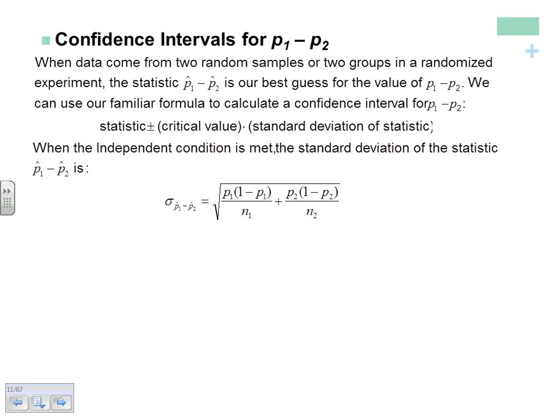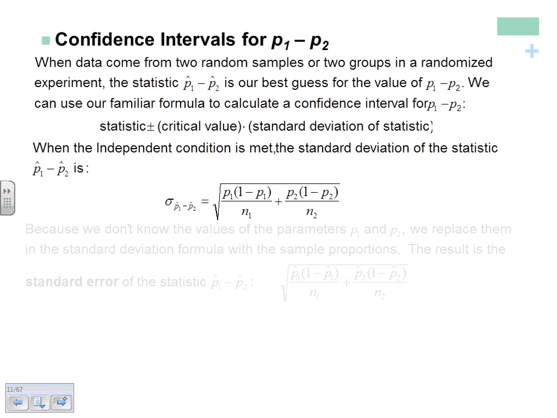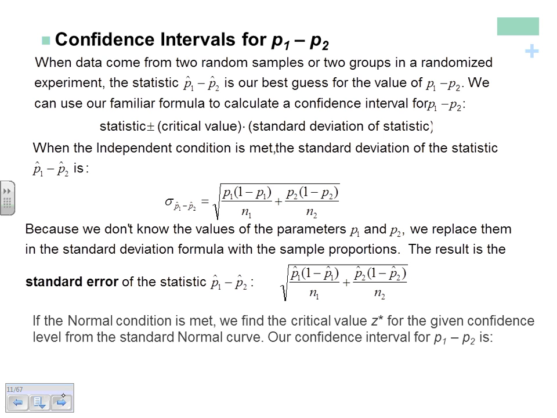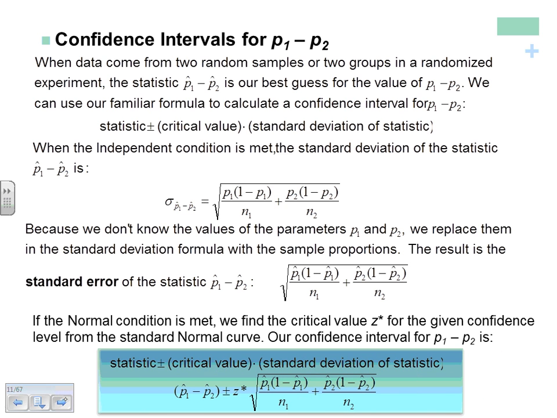Well, we know the standard deviation, checking that 10% rule, right? And if we don't know all the parameters for P1 and P2, we can use the standard deviation with the sample proportions. This is going to be the standard error when you're using the sample proportions. The normal condition, when it's met, we can find the critical value for Z star. We have our formula sheet to find that. So we could set it up. Our statistic would be the P sub 1 hat minus P sub 2 hat, plus or minus our Z star, times our standard error there.